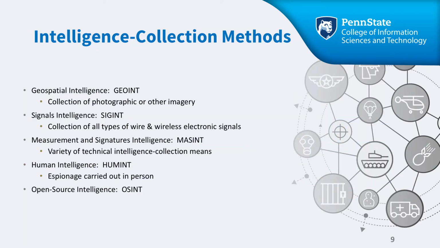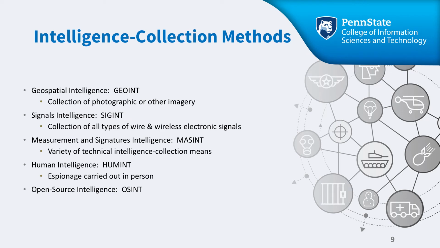It's generally accepted that there are 5 basic types of intelligence collection methods. People can argue there are more or less, but let's take these 5. There's geospatial intelligence, also called GeoInt, essentially the collection of photographic or any other type of imagery. There is signals intelligence, or SIGINT. This is the collection of all types of wire and wireless electronic signals and communications.